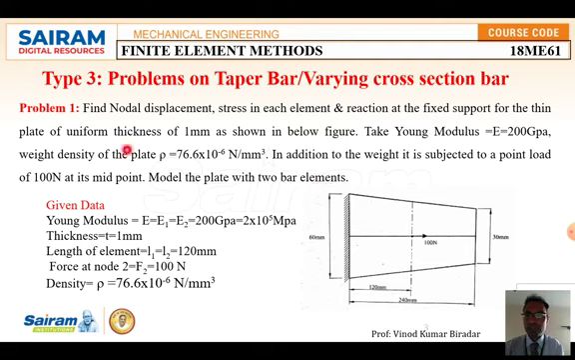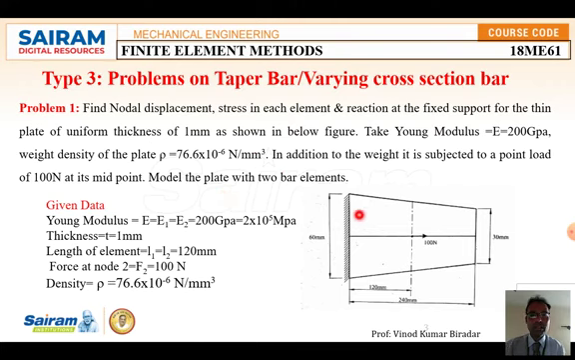Okay, so the question is given like this: find the nodal displacement, stress in each element and reaction at the fixed support for the thin plate of a uniform thickness of 1 mm, as shown in the below figure. Take the Young modulus as 200 gigapascal, and the weight density of the plate is given as 76.6 into 10 to the power of minus 6 Newton per mm cube. In addition to the weight, it is subject to a point load of 100 Newton, and at the midpoint the 100 Newton force is acting here. Model the plate with a 2 bar element, so you consider it as a 2 bar element.